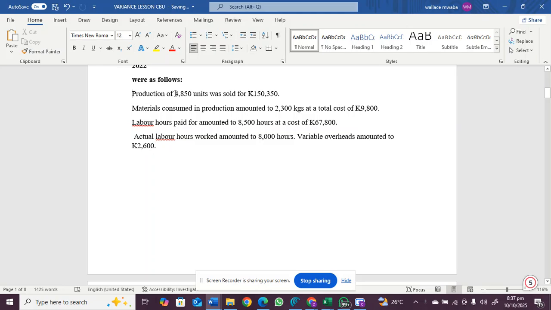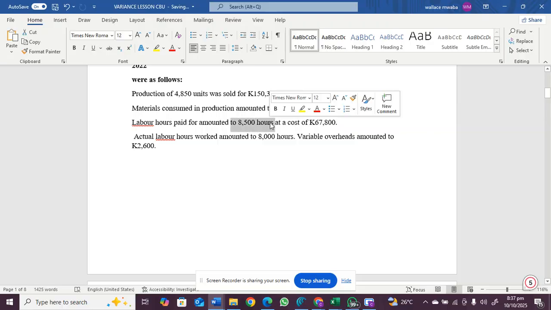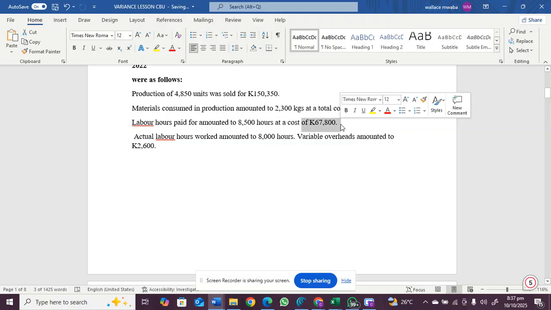Okay, we produced 4,850 units valued at this price. We used 2,300 kgs at this price. We paid for labor for 8,500 hours at 67,800, right? And our actual labor hours were 8,000 hours. And the variable overheads amounted to 2,600.